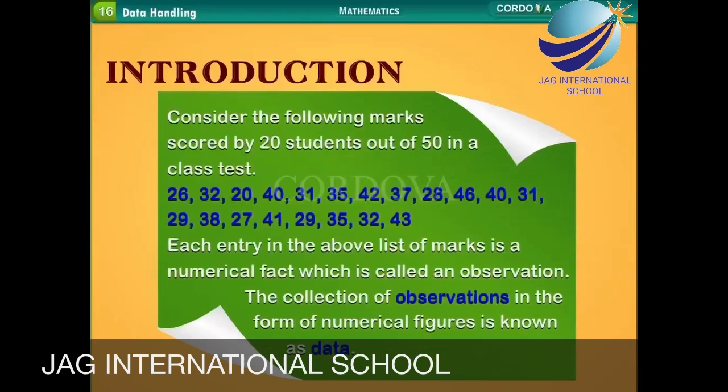Consider the following marks scored by 20 students out of 50 in a class test: 26, 32, 20, 40, 31, 35, 42, 37, 28, 46, 40, 31, 29, 38, 27, 41, 29, 35, 32, 43. Each entry in the above list of marks is a numerical fact, which is called an observation. The collection of observations in the form of numerical figures is known as data.